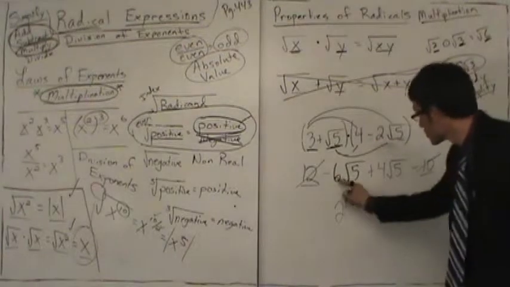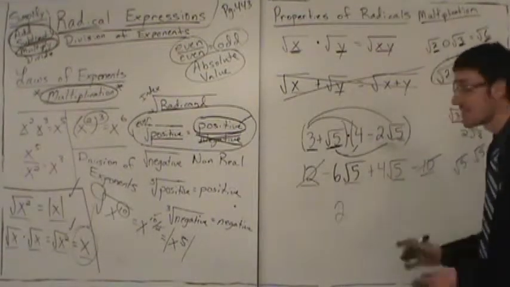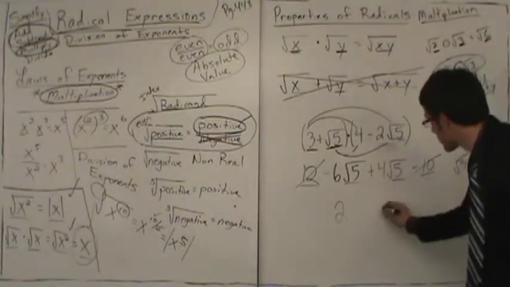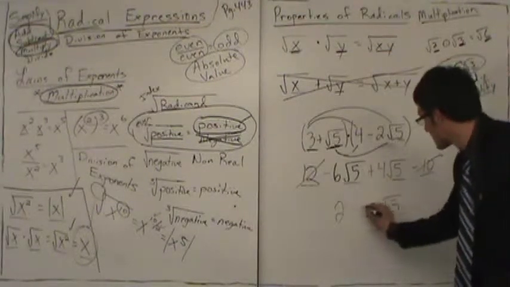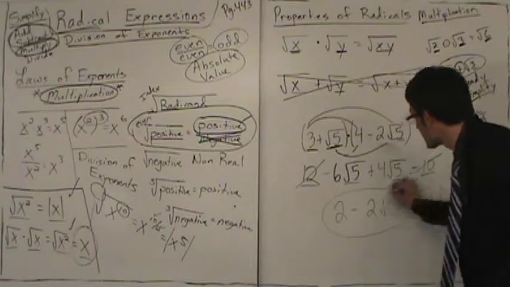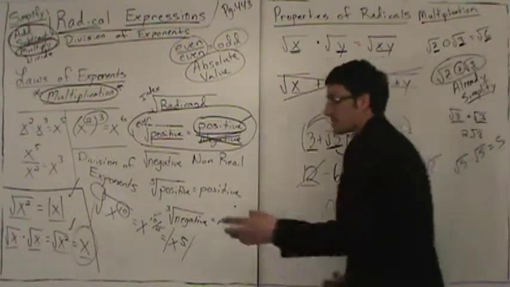Now, do we have something that matches here? Yes. Root 5 matches root 5. What matches won't change because we're adding. Add what's in front. Negative 6 plus 4 gives what? Negative 2 root 5, and we are done. So this is the fully simplified answer.